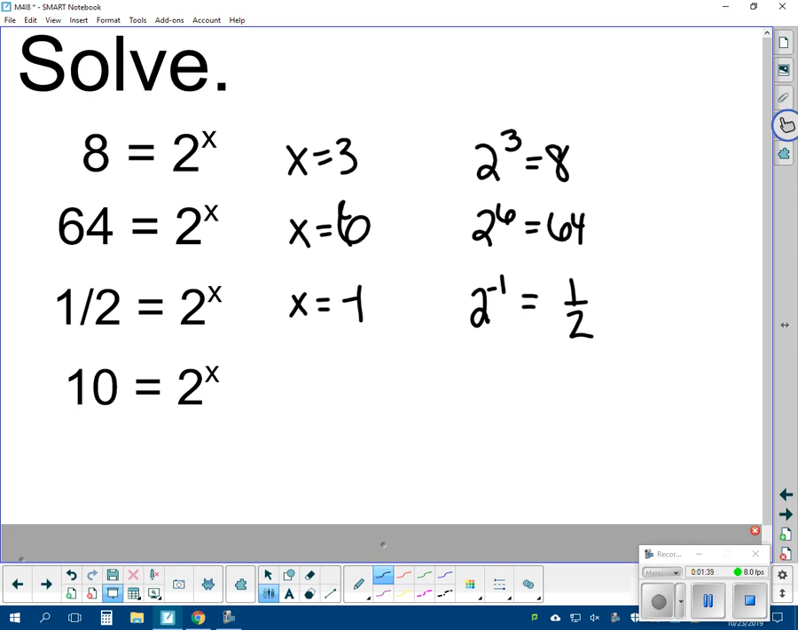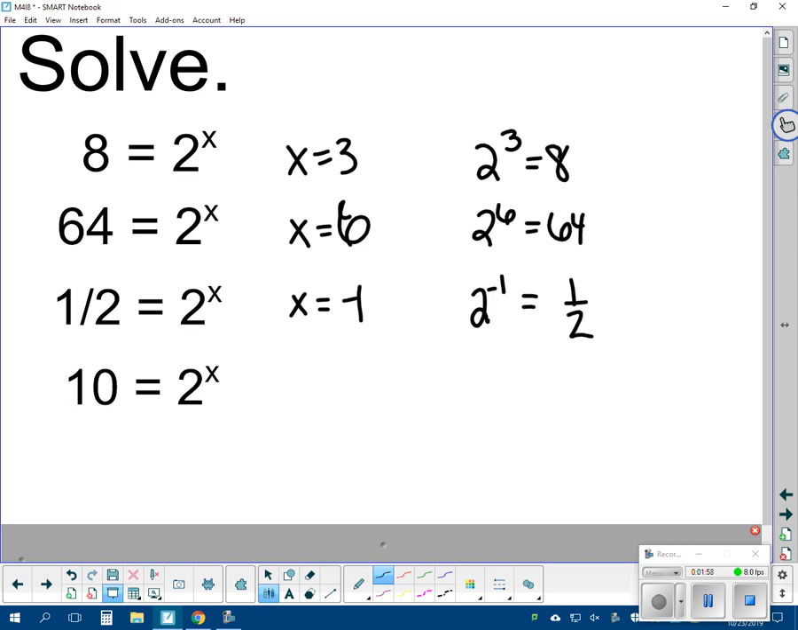We know it's bigger than 3, right? Because 2 cubed is 8. And we know it's less than 4 because 2 to the 4th power is 16. But how would you get that exact decimal? At this point, you might not have a good answer unless you know about logarithms.